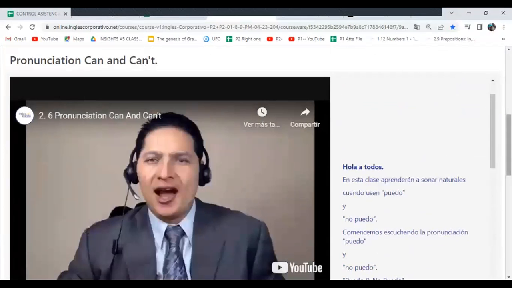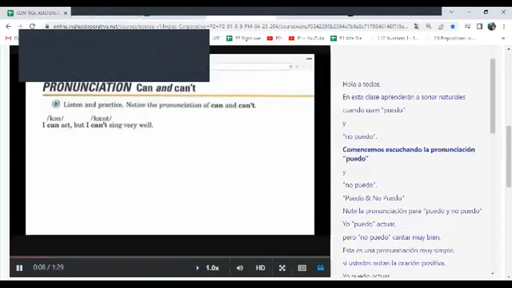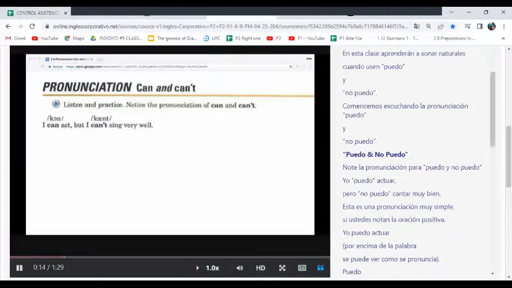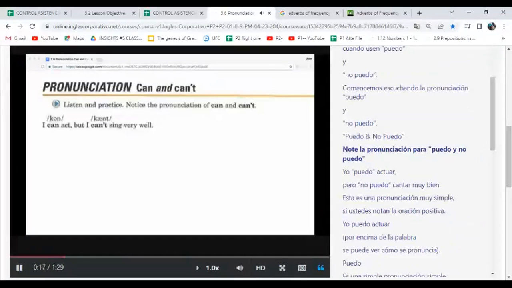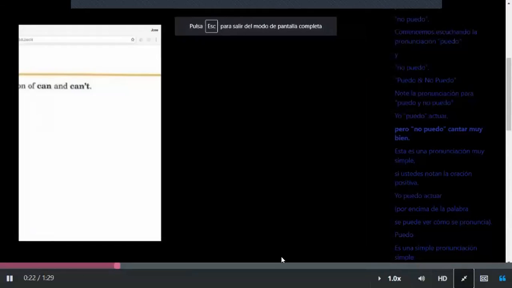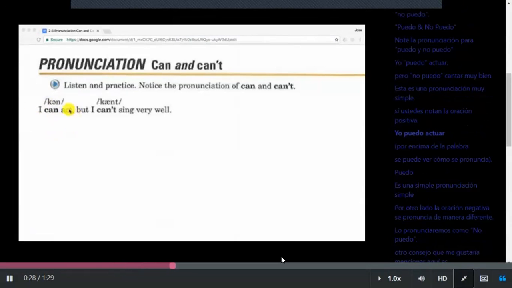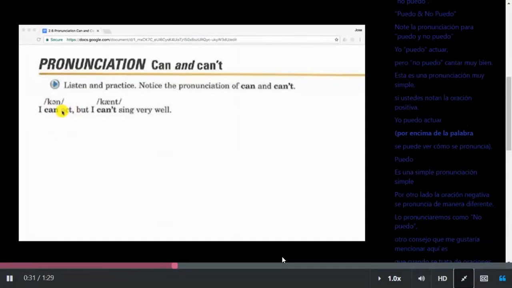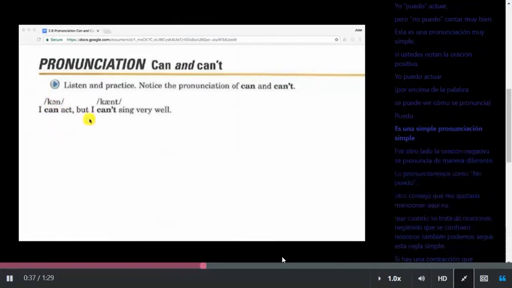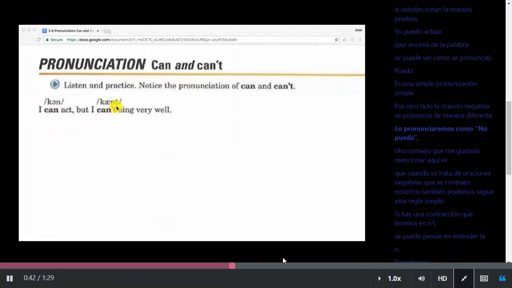Hi, everyone. In this class, you'll learn to sound natural when using can and can't. Let's start by listening to the pronunciation of can and can't. Notice the pronunciation. I can act, but I can't sing very well. This is a very simple pronunciation. In the positive statement, I can act, the word is pronounced as shown by the pronunciation symbol. On the other hand, the negative statement is pronounced differently. We will pronounce it as can't.